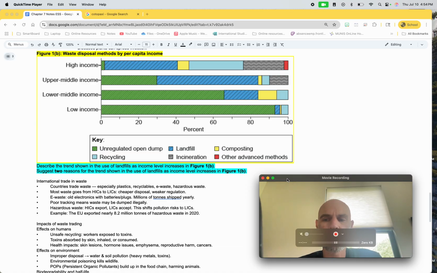So land use also has something to do with it, because you start being like, yeah, we don't really want that land to look all nasty. All right. Increase in the overall environmental education. All right. International trade in waste.